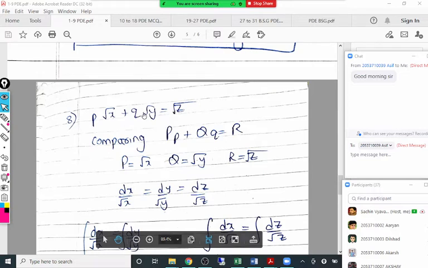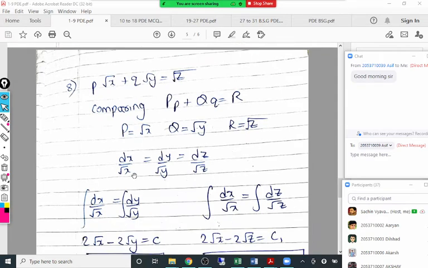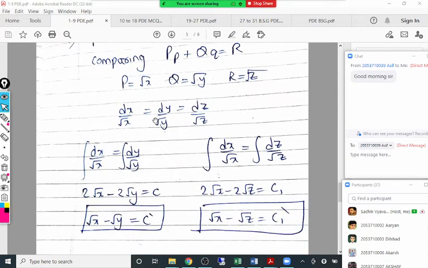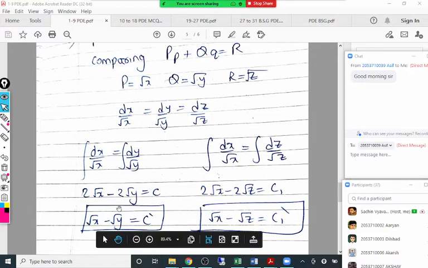Next, p root x plus q root y, and very straightforward. You quickly observe it is in Lagrange's form, Pp plus Qq equal to R. Auxiliary equation. Yes, now from the first two ratios, one solution, and from the last two ratios, another solution can be taken.